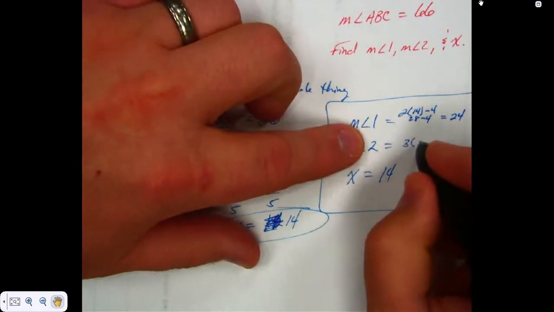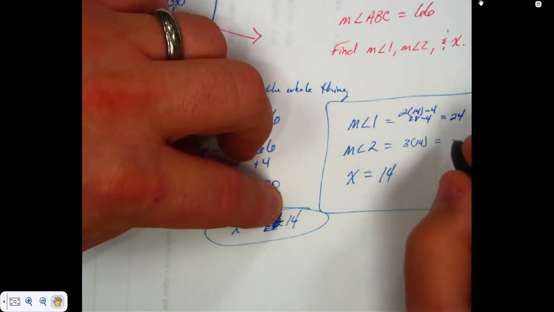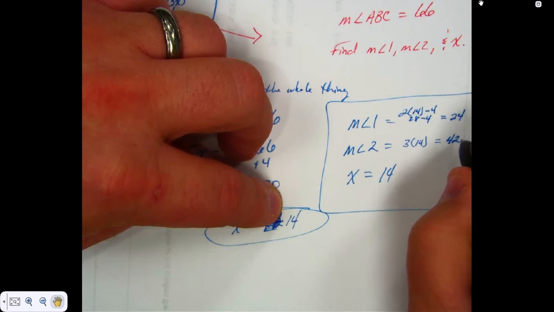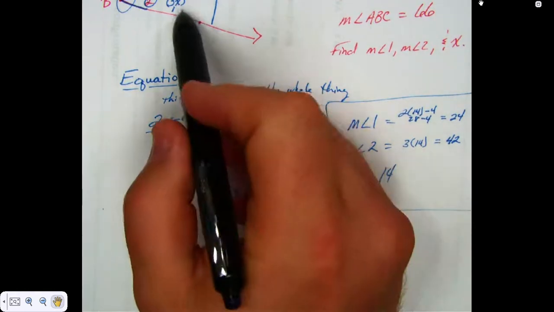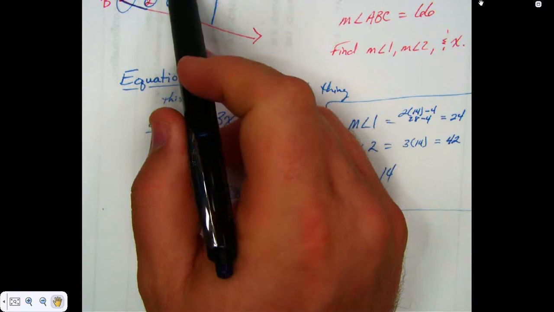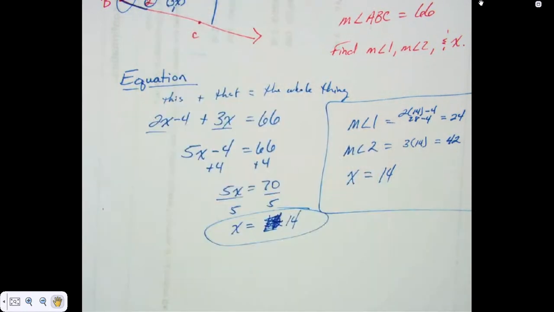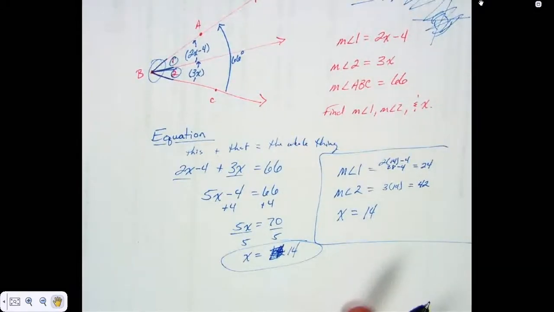This one is 3 times whatever x is, which is 14. What is 3 times 14? 42. Now, did it work? Is 24 plus 42 equal to 66? Yes. Is there any way it looks like this angle's twice as much as that angle in the picture? No. But don't worry about that. They don't have to draw it to scale. Okay? Everyone write that down.